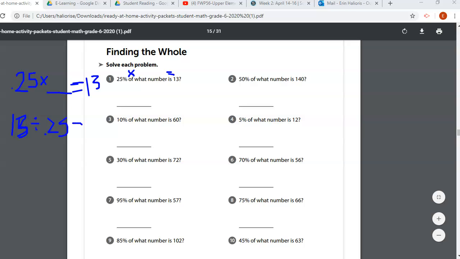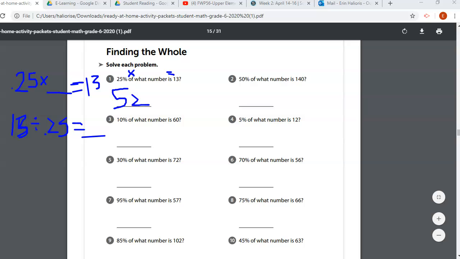25% or 0.25 equals what? So then you can use a calculator. It is okay. So 13 divided by 0.25 is 52. So 25% of 52 equals 13. And you can check that by doing 52 times 0.25, and you would get 13.